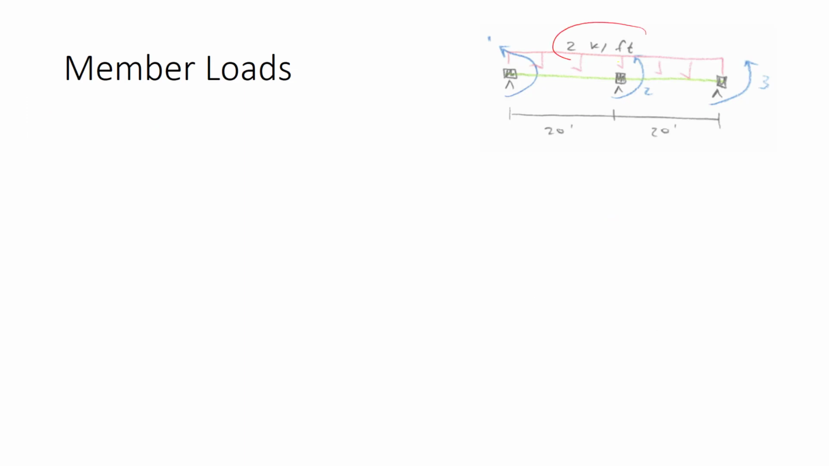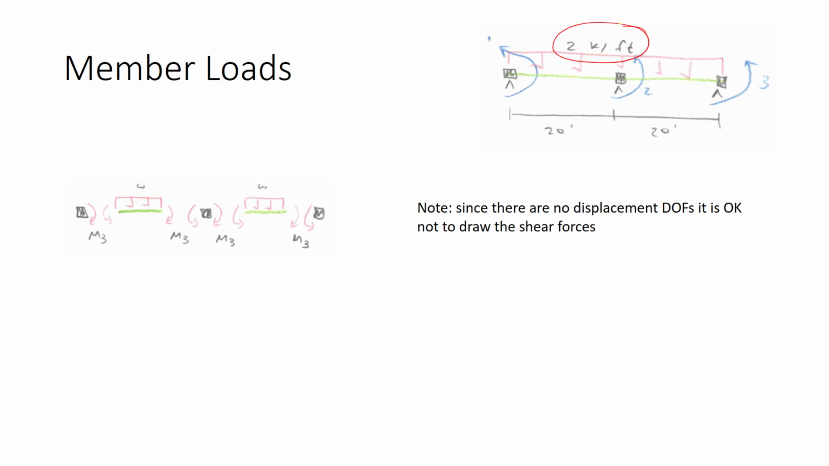Last consideration has to do with the member loading. This is the member loading right here, the 2 kips per foot that act on the member itself. As you recall from last time, the way that we deal with the member loading is that we see what forces are necessary to hold the nodes fixed at the same time that we apply the load. These are the member forces. Once again, I'm not drawing the shear forces because we don't have any displacement degrees of freedom. You can come up with these in 2 ways.